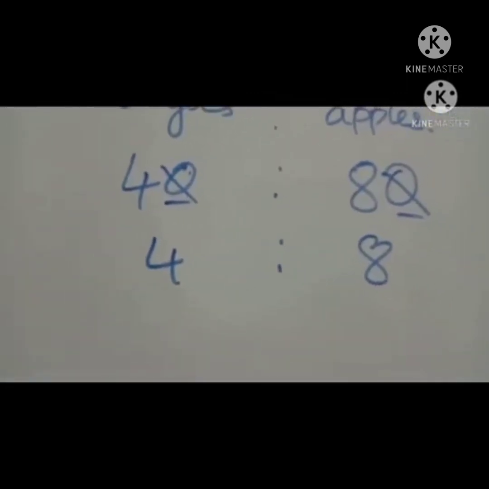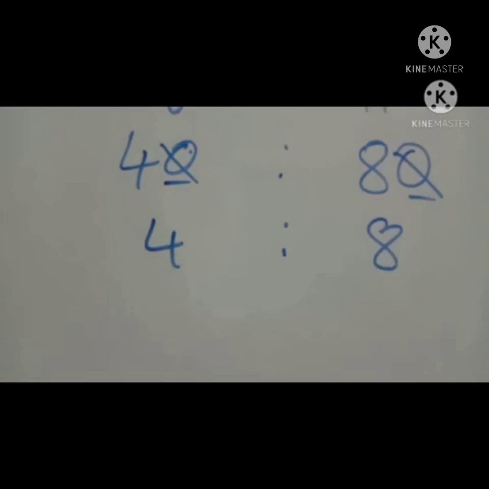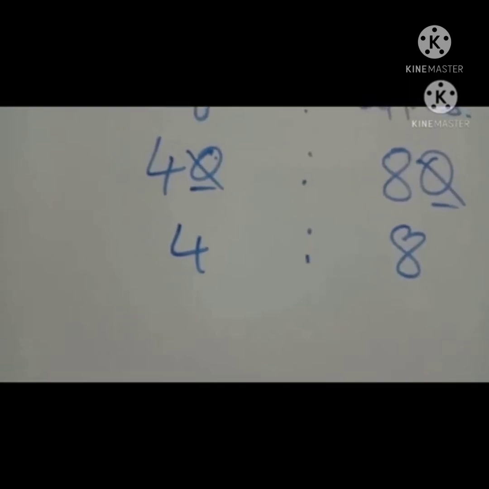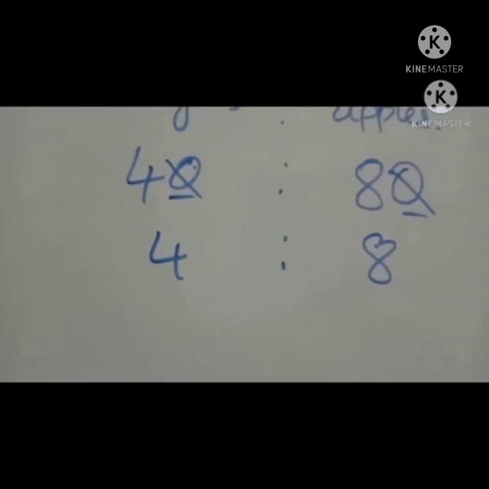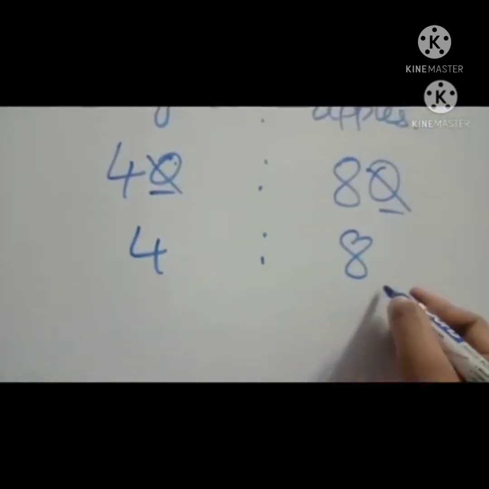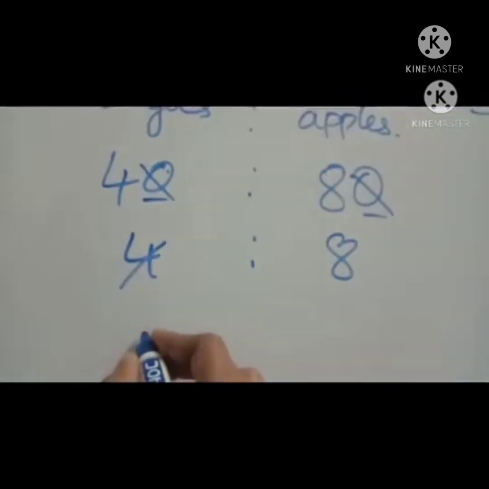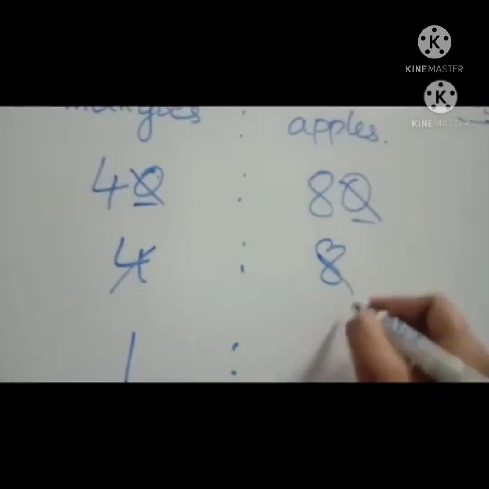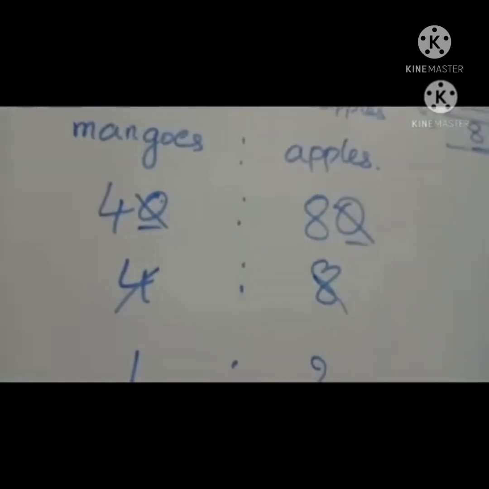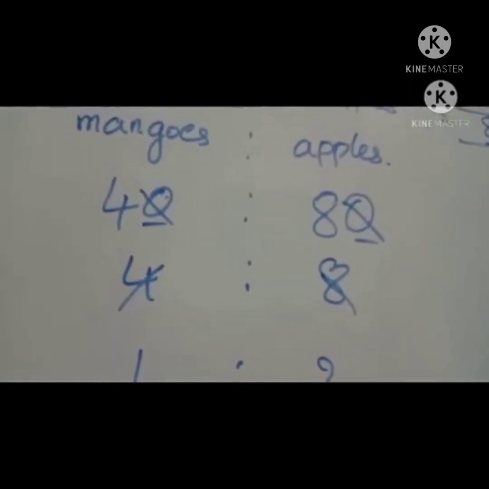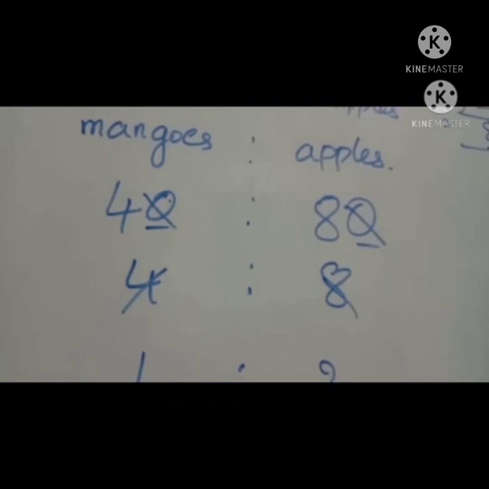8 is the number. 4 and 8 is divisible by which table? See here 4 and 8 are there in one table only. Yes, very good. 4 table. 4 1s are 4, 4 2s are 8. Cancel this. Right here 1 is to 2. So here the ratio between mangoes and apples is equal to how much? 1 is to 2. Right here.